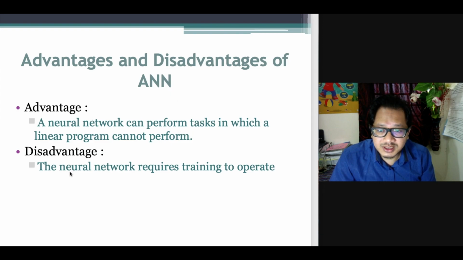And then for the disadvantage, it requires training to operate. Memang kena training. Ada banyak data untuk training. Kalau sikit data, mungkin dia not perform the best. But it really needs training with large data set for the best performance. Ini dia punya disadvantage lah. This means you all kena collect data yang banyak, and then suruh dia buat training.